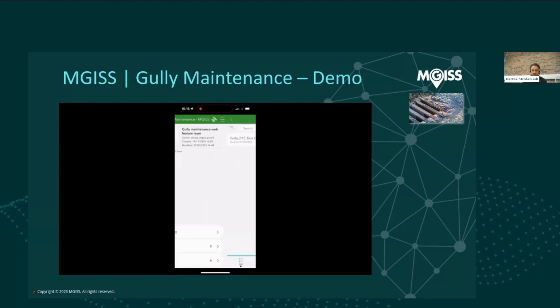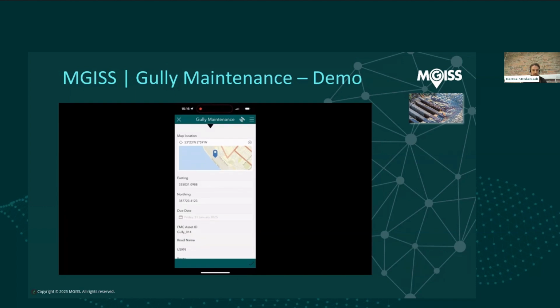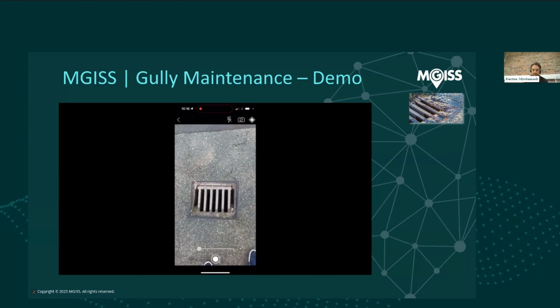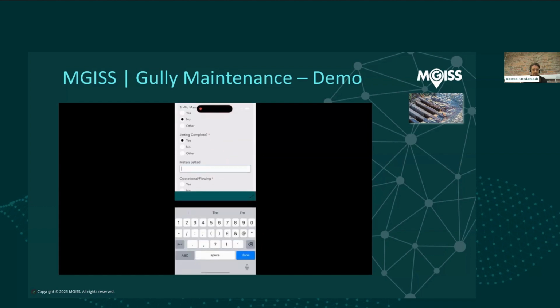Back to our task list. When we are physically at the gully, we can start the inspection process. So there's an inset of the map, and we can take photos. So we set the status to inspected, launch the camera, and we can take a photo. We then fill the rest of our inspection detail, any condition, whether it's been jetted or not, this kind of thing, whether it's flowing, and any silt in that gully.